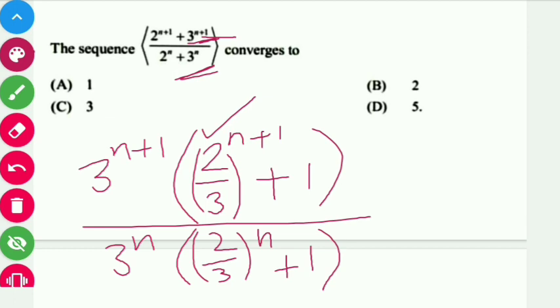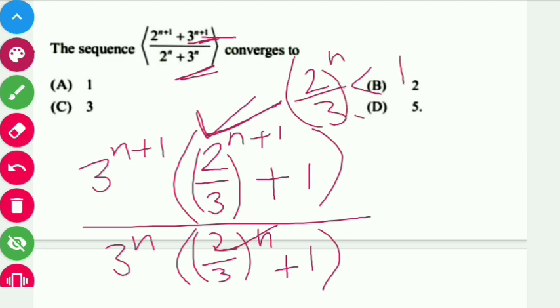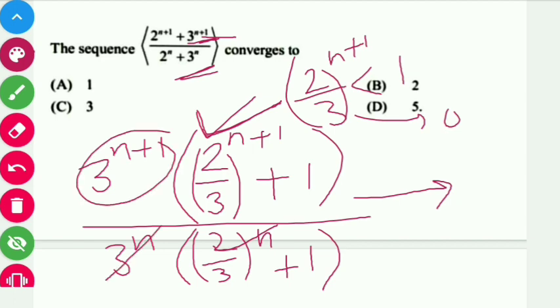Now we just have seen that as n tends to infinity, this quantity tends to 0 and this also tends to 0, right? Because 2 by 3 is strictly less than 1. So this raised to n converges to 0 and also this raised to n plus 1 converges to 0. So this quantity converges to, now this 3 raised to n, so this quantity is just same as 3 raised to n times 3, right?